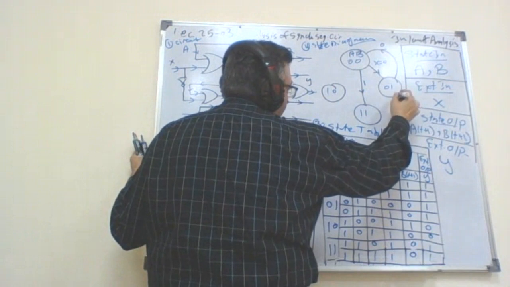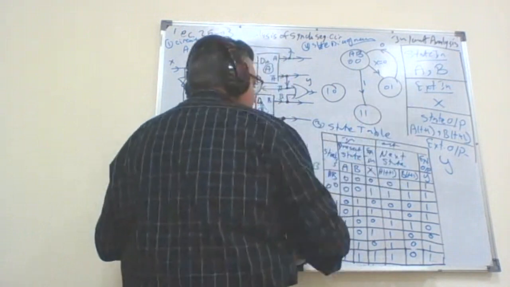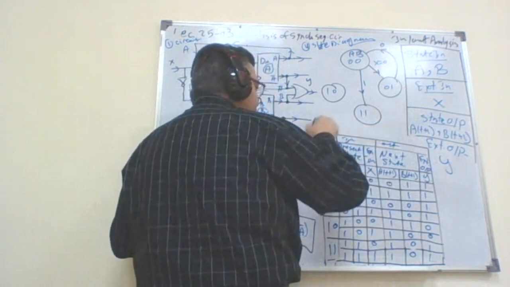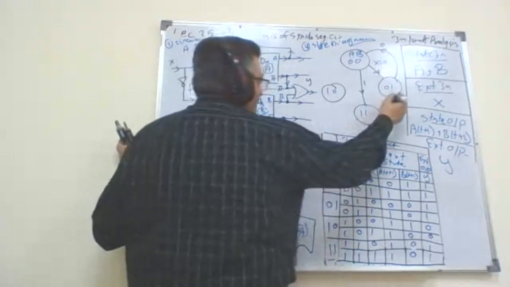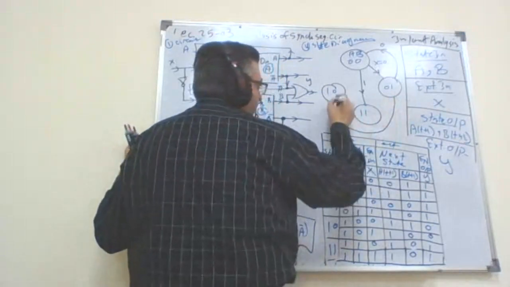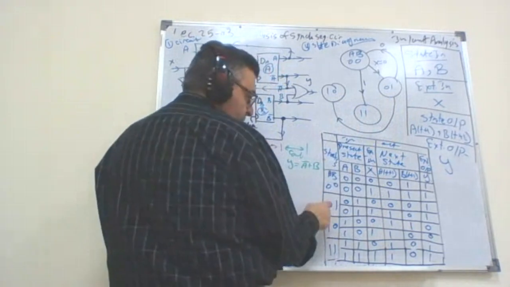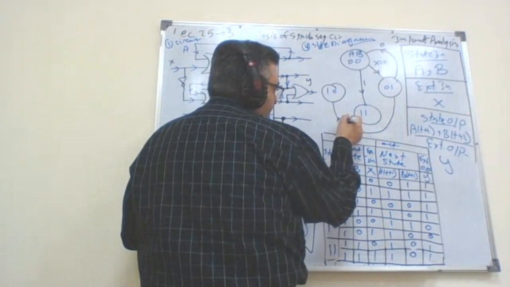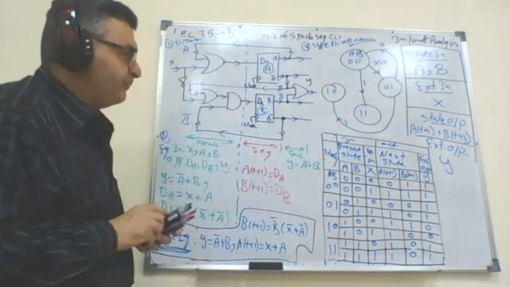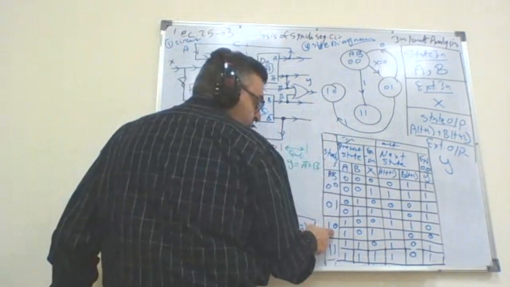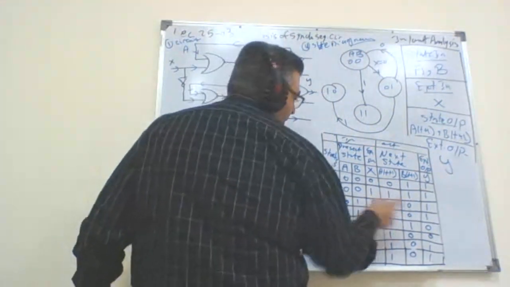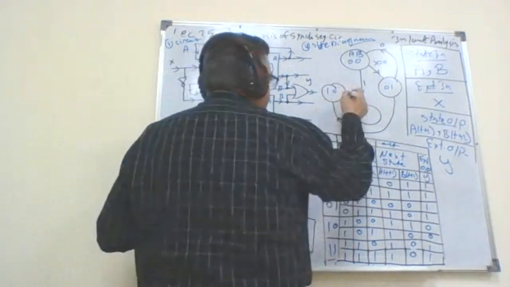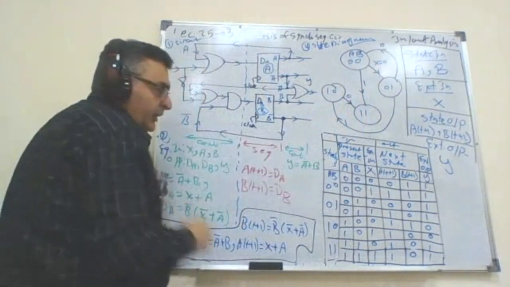Let me just remove this here to give myself a little bit of space. This is the state table. We know that this is the state table. So I will take an arrow here going to this state. 0,1 will go to 1,0 when X equals 1. If I am in state 1,0 and X equals 0, I will go to 1,1. X equals 0. Right.